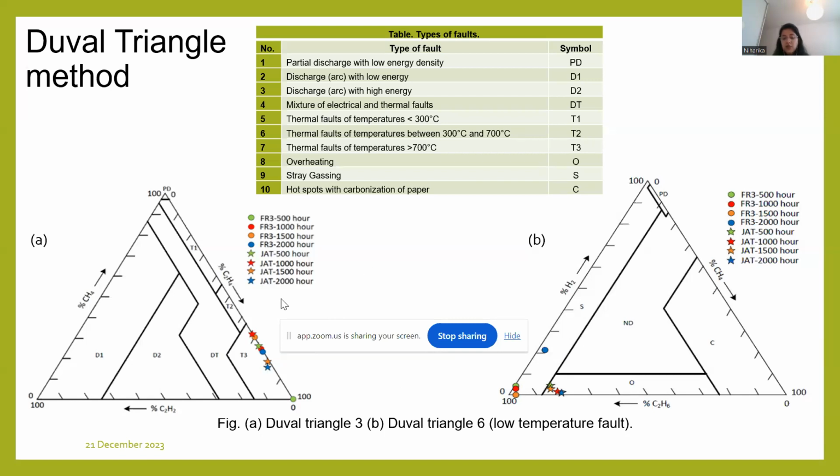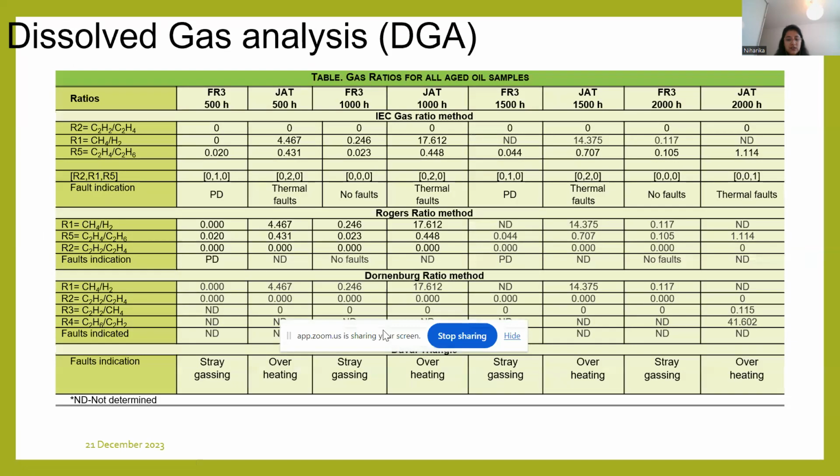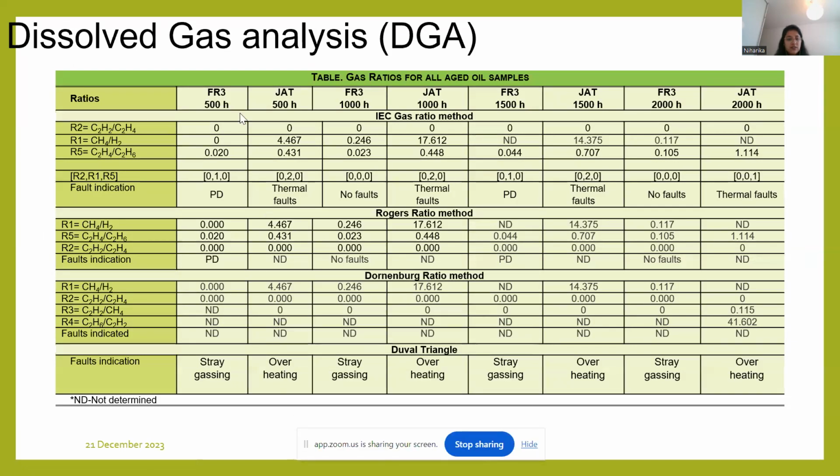So this is how the analysis can be done. Since we were doing the analysis at 150 degrees Celsius, dual triangle 6 seems to be more appropriate when we are doing the analysis for the FR3 and the Jatropha. So these are the gas ratios for all the aged oils, the IC gas ratio methods.